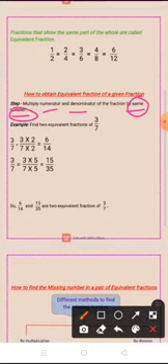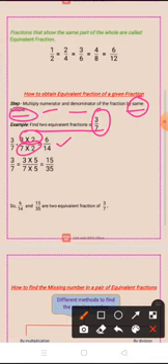Now let's come to an example. Find two equivalent fractions of 3 by 7. So this is the given fraction. We need to multiply the same number to its numerator and its denominator. You can multiply by any number. Here I have multiplied by 2, so the numerator is multiplied by 2 and the denominator is also multiplied by 2. So we got 6 by 14. So one equivalent fraction of 3 by 7 we got.